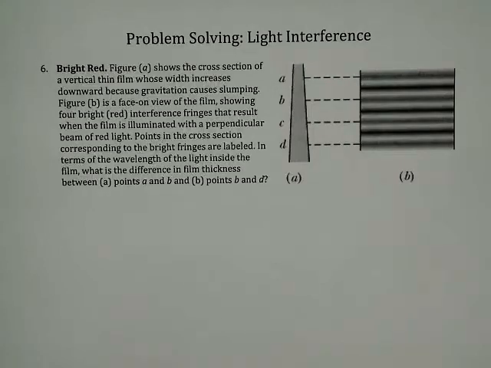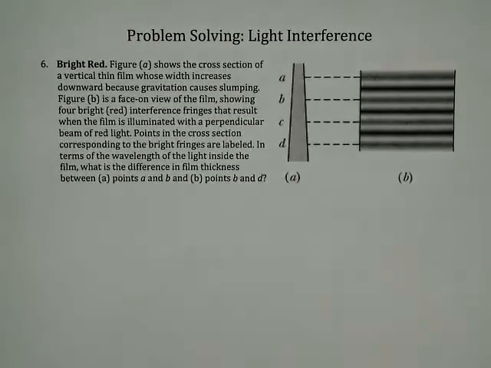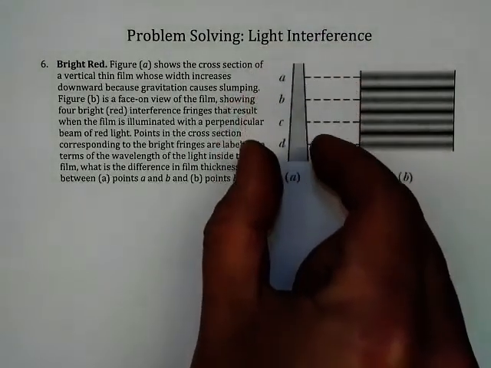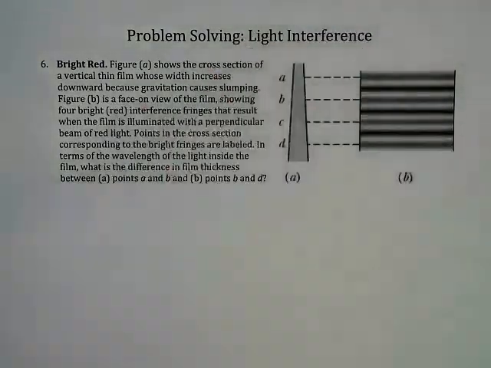Finally, a question that is akin to the physics of old glass. I don't know if you've ever been in a building with old glass windows, but they actually, since glass is a super slow flowing liquid, over enough time, dozens if not hundreds of years, the glass actually flows and the bottom of the window becomes thicker than the top of the window. So this is a thin film. It doesn't say it was glass, but the width increases downwards because gravitation causes slumping.